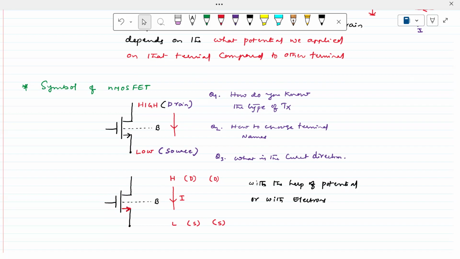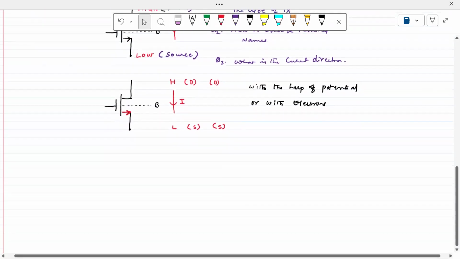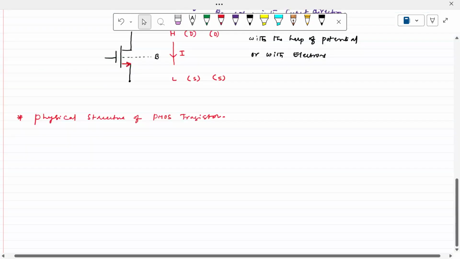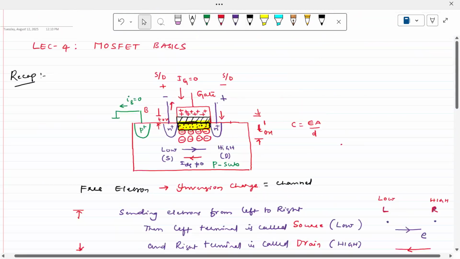Similarly, we take a PMOS transistor. Let's talk about the physical structure of the PMOS transistor. What modification can you do on this particular one?